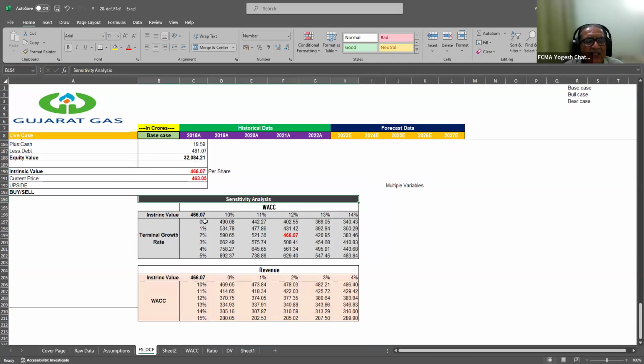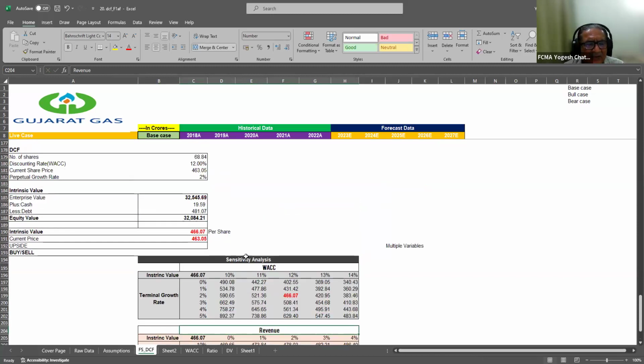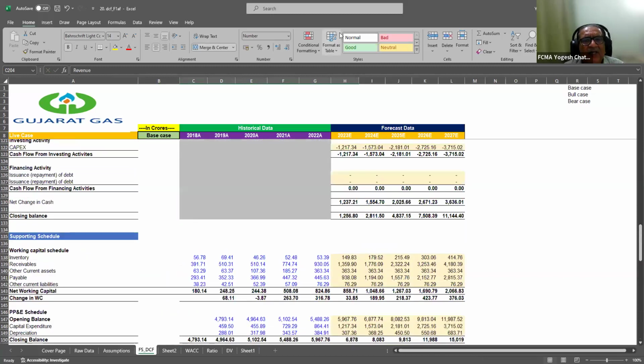You can have the prices under different scenarios. With revenue and weighted average cost of capital, I have done the second sensitivity analysis. You can do as many sensitivity analyses as you like with different variables. So I hope that was useful. We have covered many aspects of the financial model for the valuation of equity. I hope that was useful.